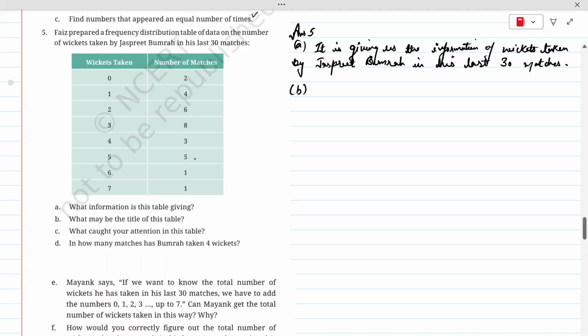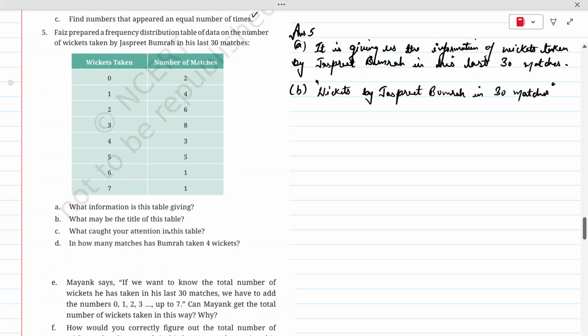Now B part is, what may be the title of this table? So what is the title of this table? It can be wickets by Jasprit Bumrah in 30 matches. Okay, in 30 matches. This can be the title.